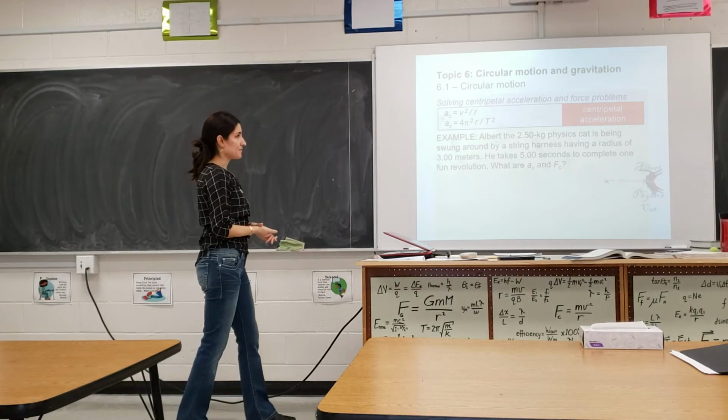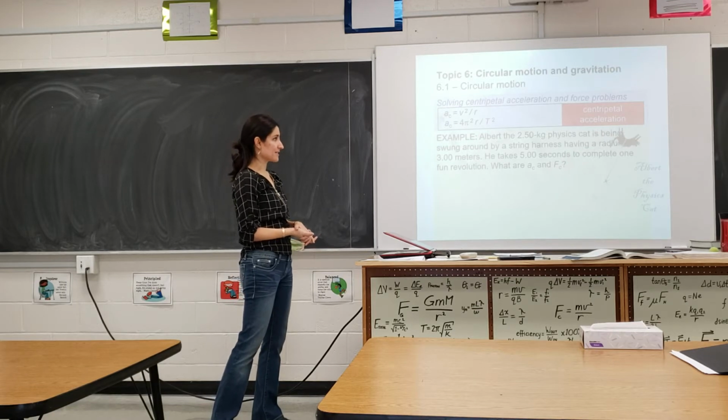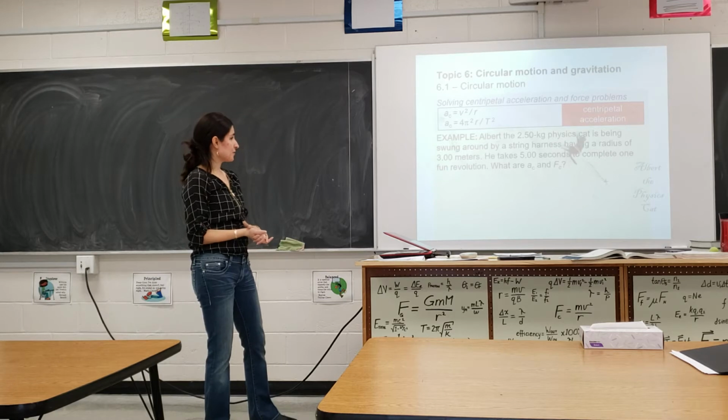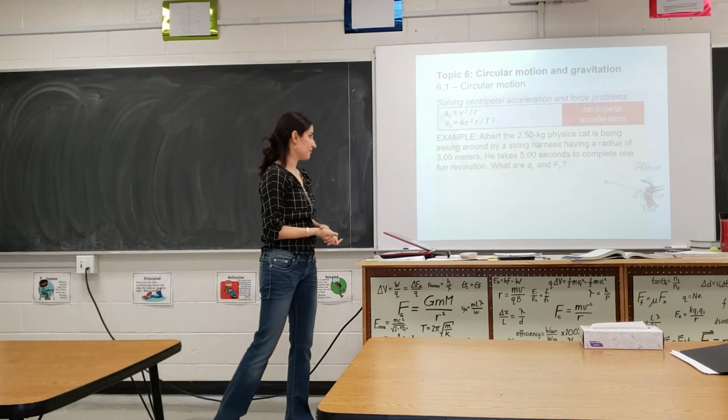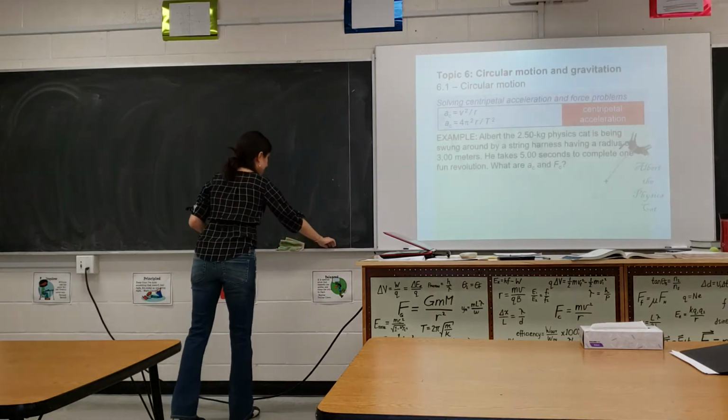Albert, the 2.50 kilogram physics cat, is being swung around by a string harness having a radius of 3.00 meters. He takes 5.00 seconds to complete one fun revolution. What are AC and FC?